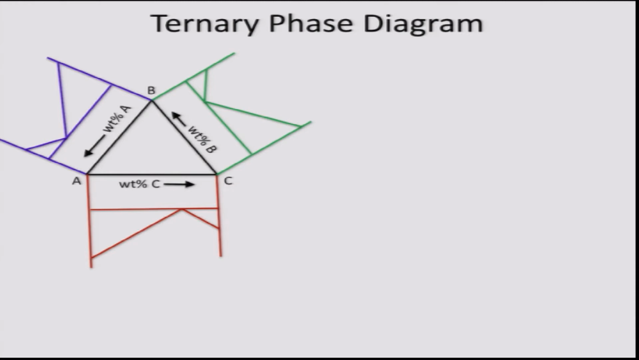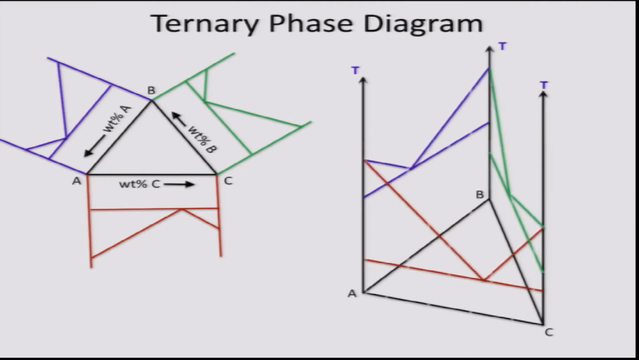Remember, any composition that lies inside the triangle is a ternary composition. So if I make these binary phase diagrams stand up on the edges, it would look something like this. I have not shown the extension of the phases on this diagram into the ternary compositions as yet.